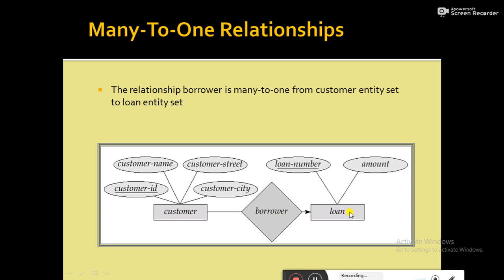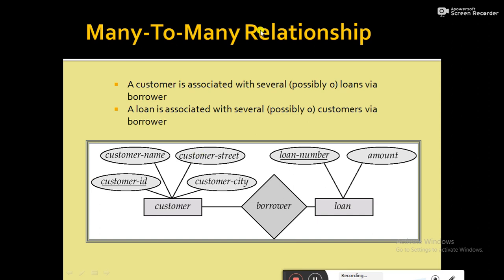So how to interpret that diagram? Multiple customers are associated with a single loan. Or if you look at it from the loan side, a single loan is associated with multiple customers.